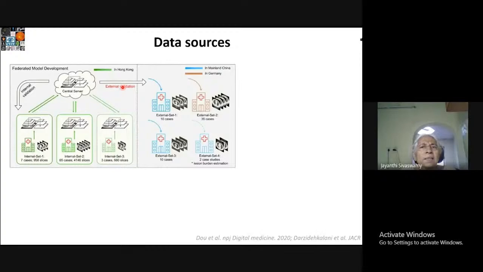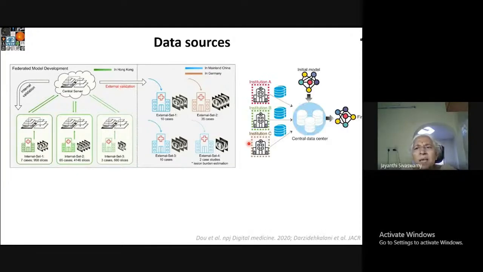For that, what they did, they went to mainland China and Germany. Whereas these are all in Hong Kong, they went to mainland China and Germany. So there is an external validation they did by sending the model to 3 places in mainland China and 1 place in Germany. Now, when I say send, there are different ways of sending. The model is sent, tested on the images, so the image never comes to the central server, and then the weights are sent back. So this is one type of federated learning.